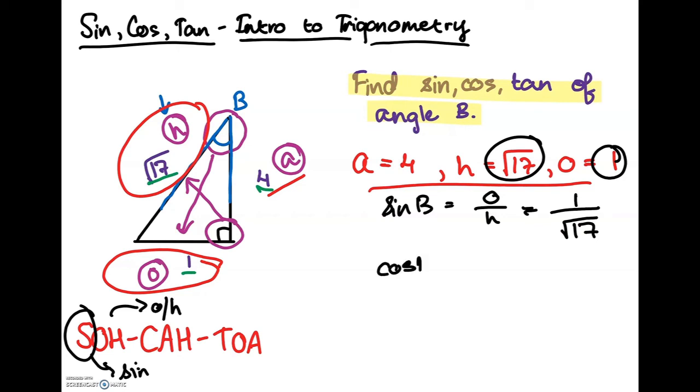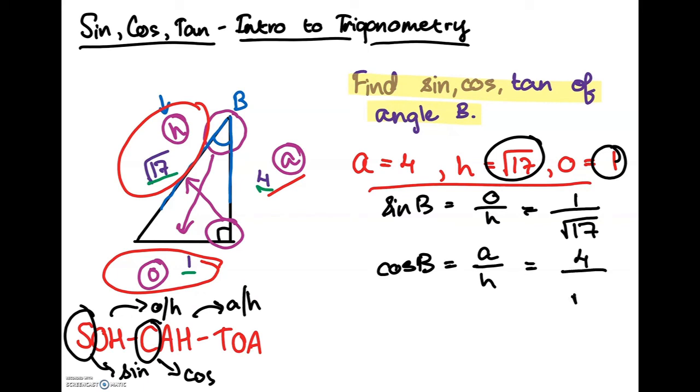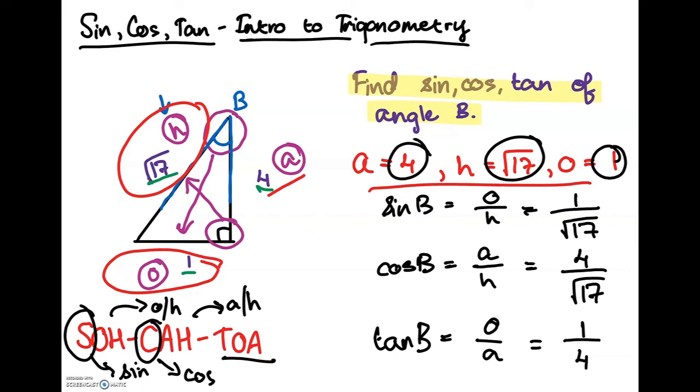Next is cosine. Cosine of B is equal to A over h, so the adjacent over hypotenuse, because that's what we get from our SOHCAHTOA abbreviation. A in this triangle is equal to 4, and h is equal to square root of 17, so we have 4 over square root of 17. Same thing goes for tangent. Tangent B is equal to O over A, again shown by our SOHCAHTOA abbreviation over here. O is 1, and A is equal to 4, as you can tell from our triangle, so that would be your final value for tangent.